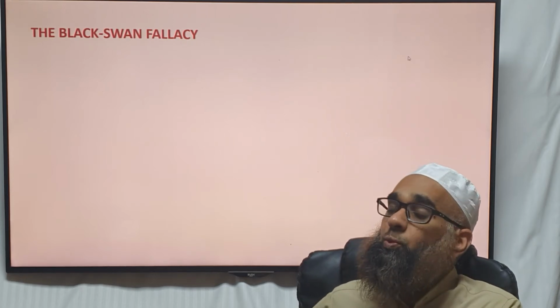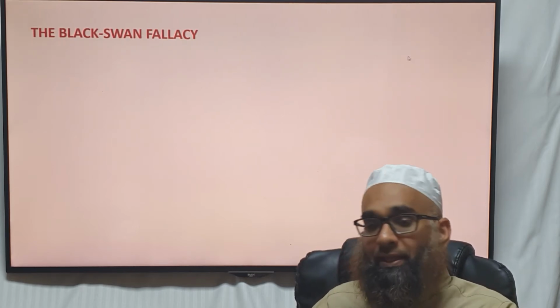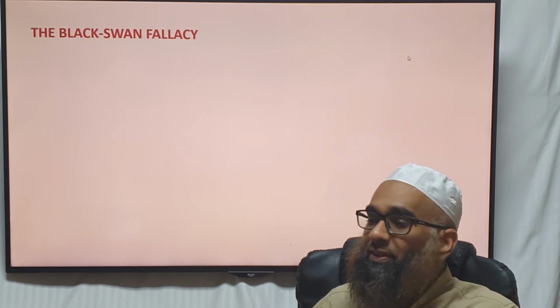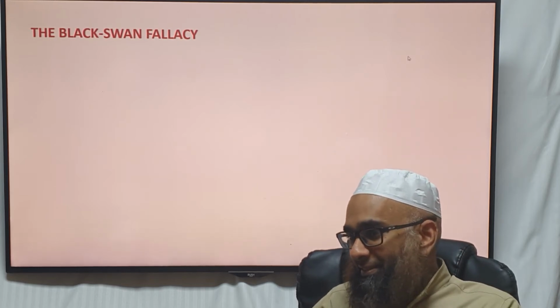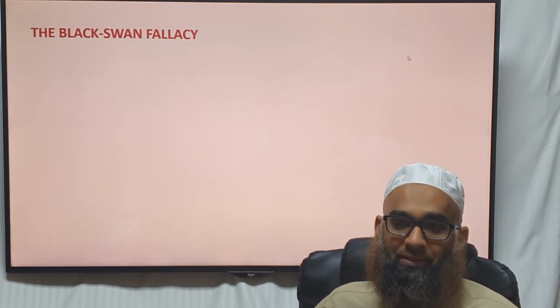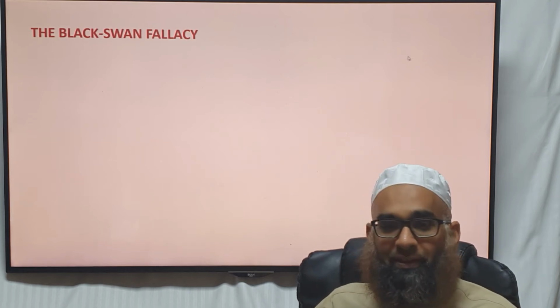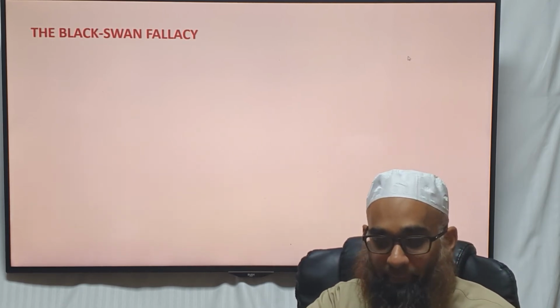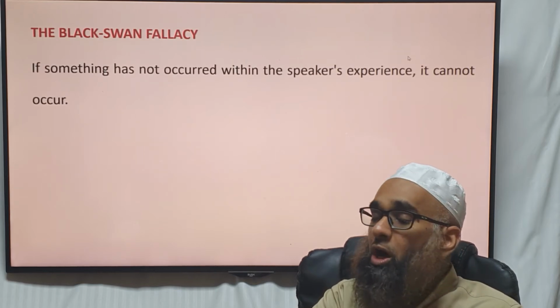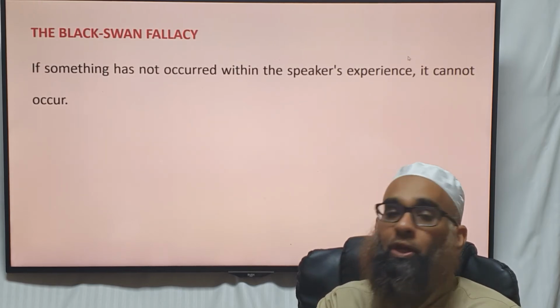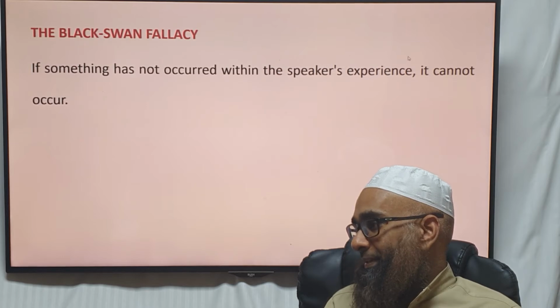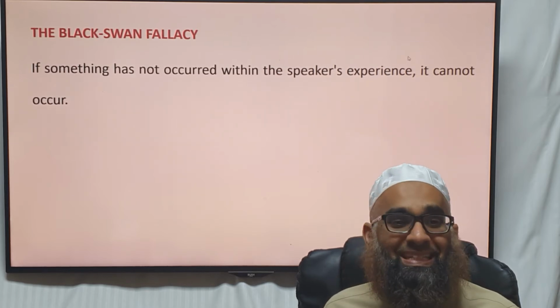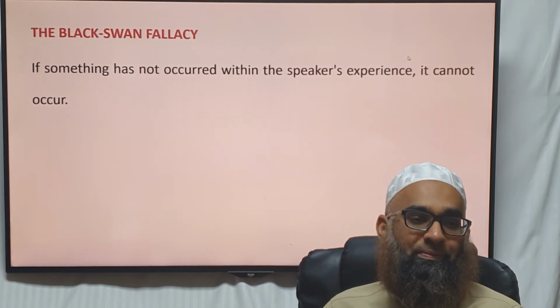But every single swan that they saw was white. So to believe in a black swan was just illogical. They didn't have black swans until I think they found them in Australia when they first went over there. So they call it the Black-swan Fallacy, which means that because it has not occurred in your experience, it cannot occur. Because you've never seen this thing, it can't be true.